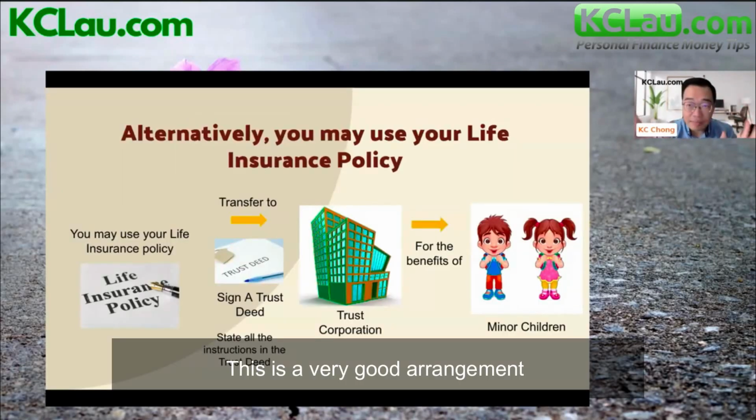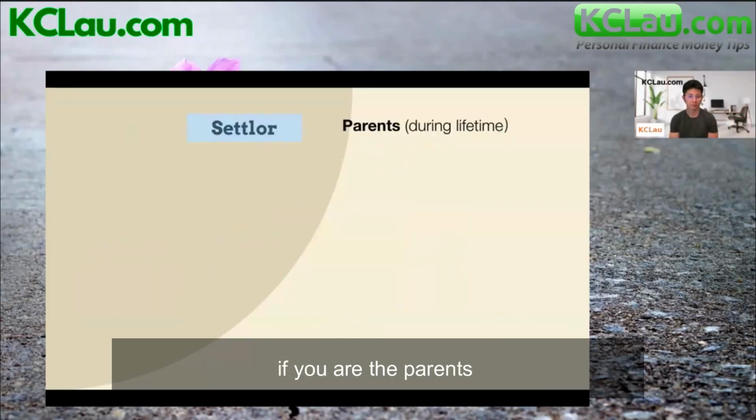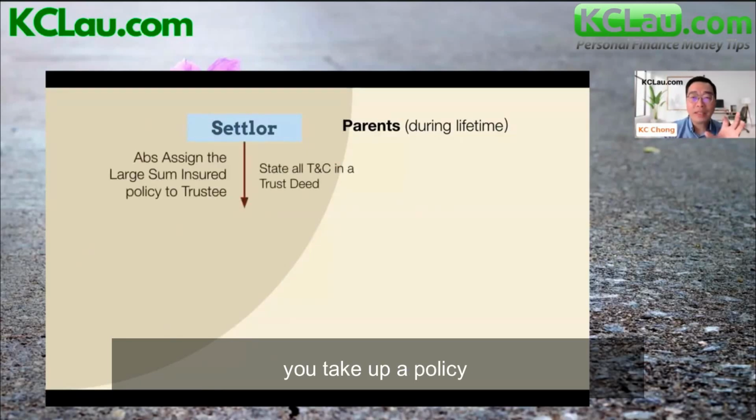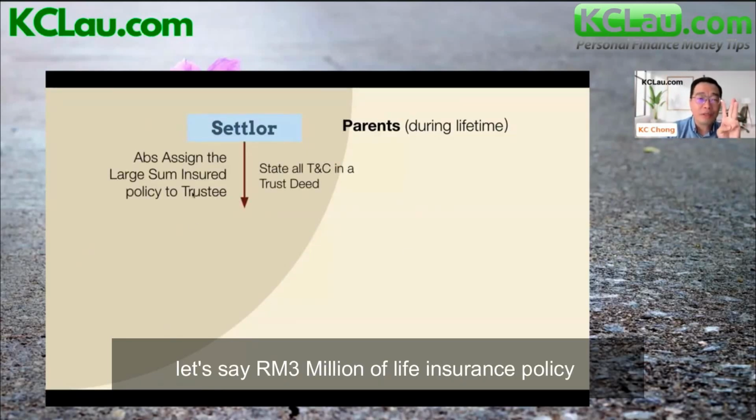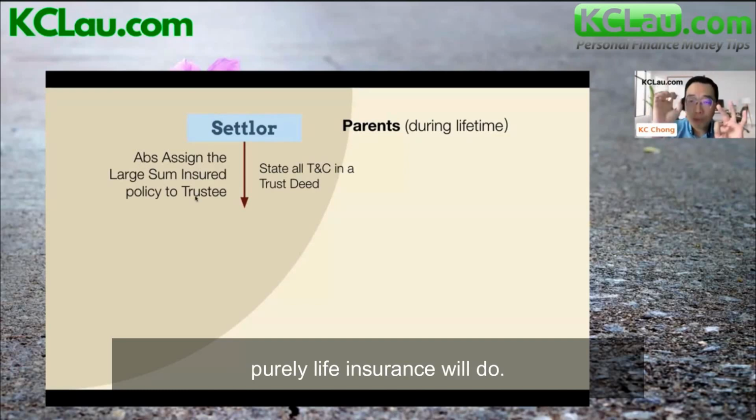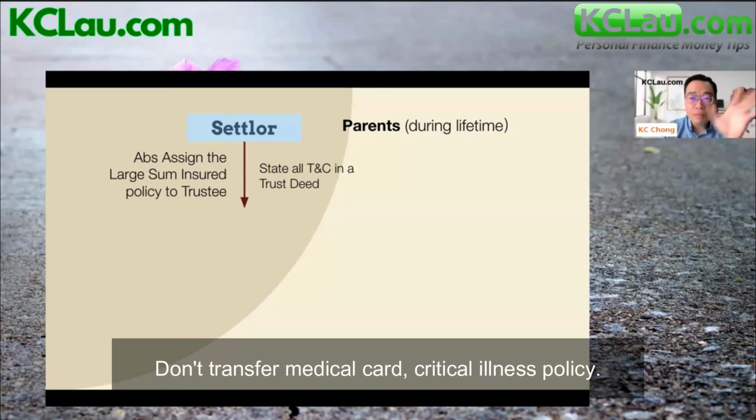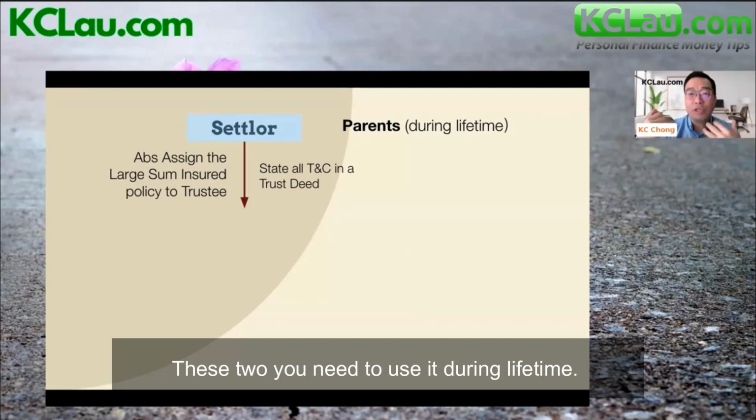Next, how is insurance trust utilized for various financial or legacy purposes? This is a very good arrangement where you can use life insurance to multiply, double up or triple up your wealth for the benefit of your children. This is how it works. During lifetime, if you're the parents, you take up the policy, let's say a 3 million life insurance policy, and you do absolute assignment. Purely life insurance will do. Don't transfer medical card, don't transfer critical illness policy. These two, you need to use during lifetime.